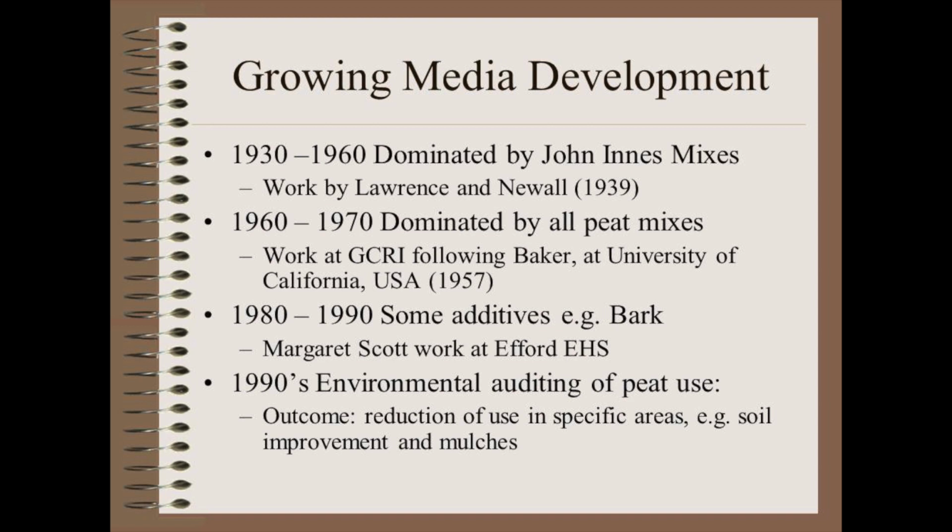So from the 1960s onwards, the UC type mixes became dominant in the industry, and most people started to use a peat-based rather than a loam-based growing media. The problem with the peat back then was, unfortunately, poor grading of many peats. So there were issues with crops being grown outside, nursery stock being an example, of waterlogging and winter losses.